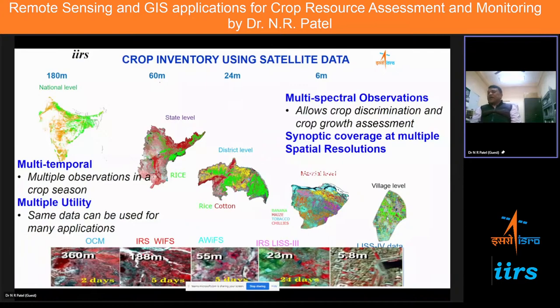These days, there are foreign satellites like Sentinel, which provide 10 meter spatial resolution every week. If weekly data is there, you can do multi-date data analysis along with the 10 meter, which is quite good spatial resolution. So you can map, even to a certain extent, Mandal level mapping is easily possible.